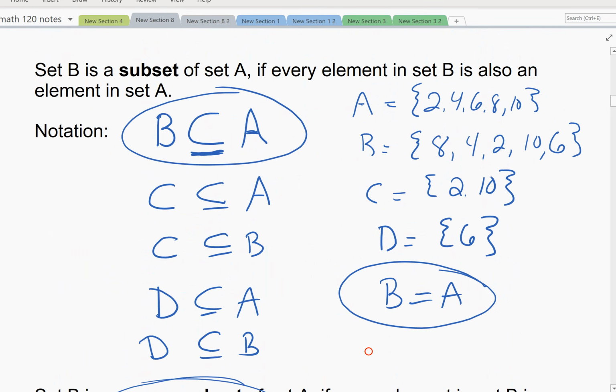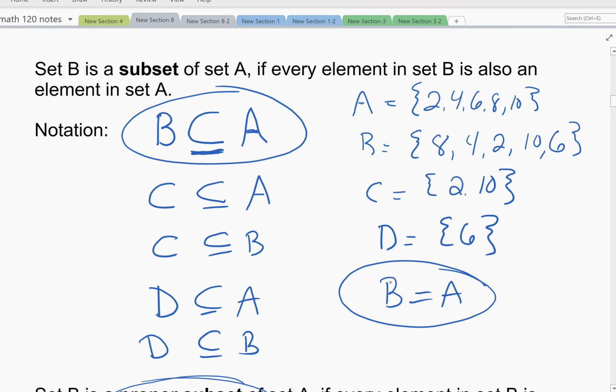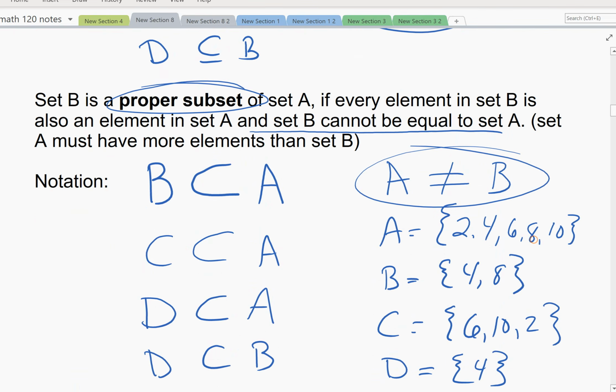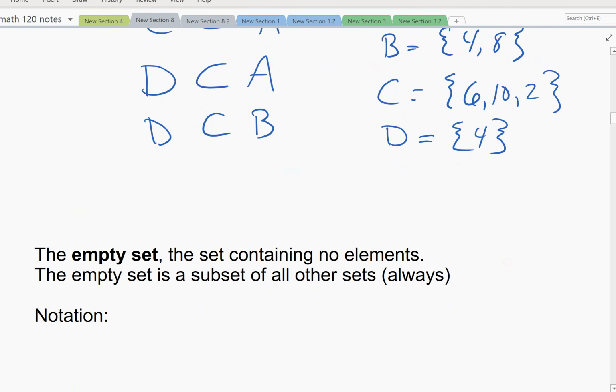Going back here, a general subset does allow equal to. So we put the little bar, and we're allowed to have sets that are equal. Without the bar, we're not allowed to have sets that are equal.